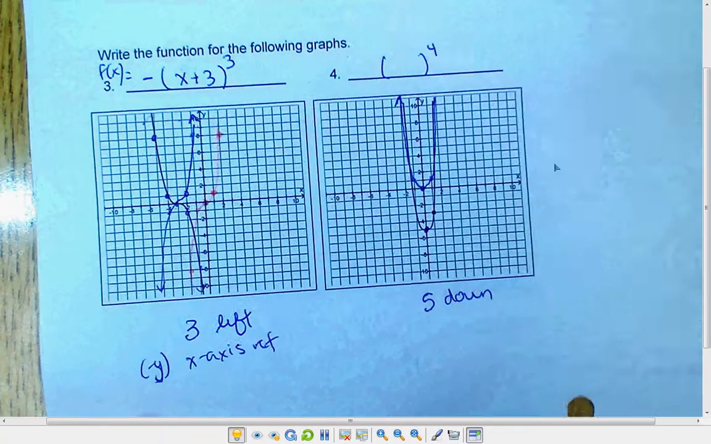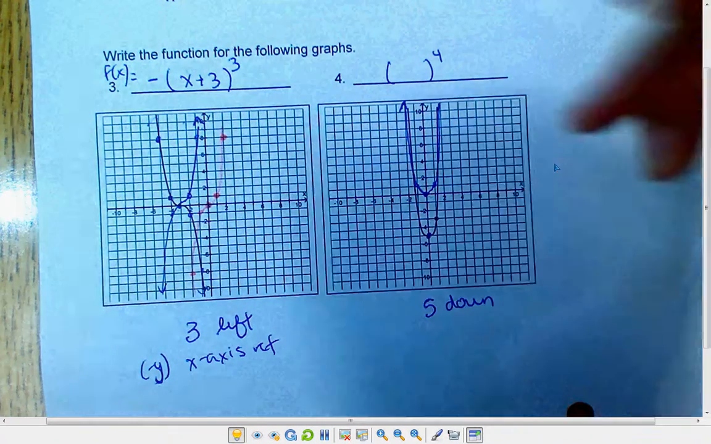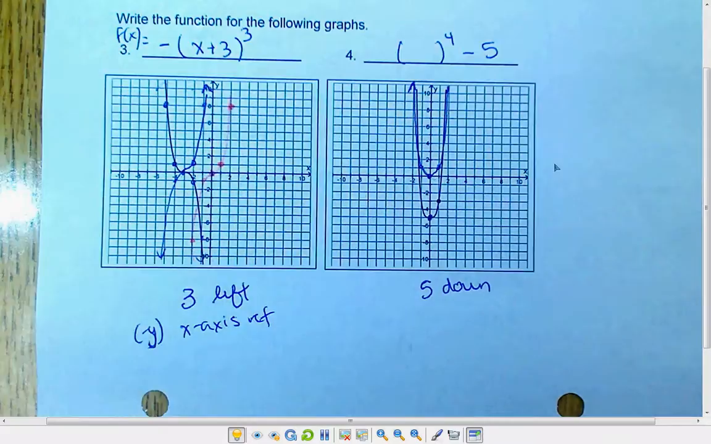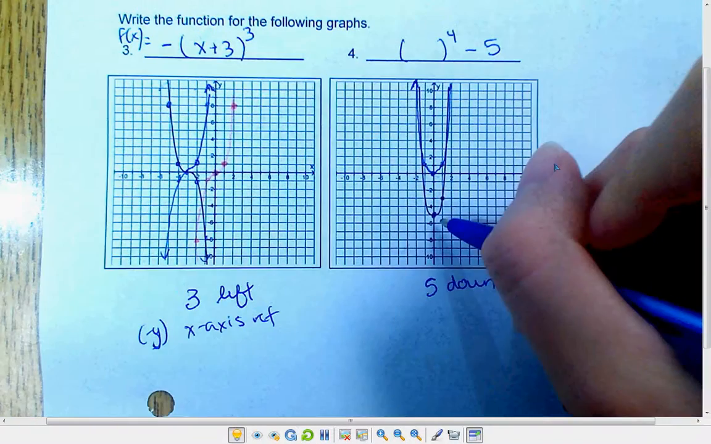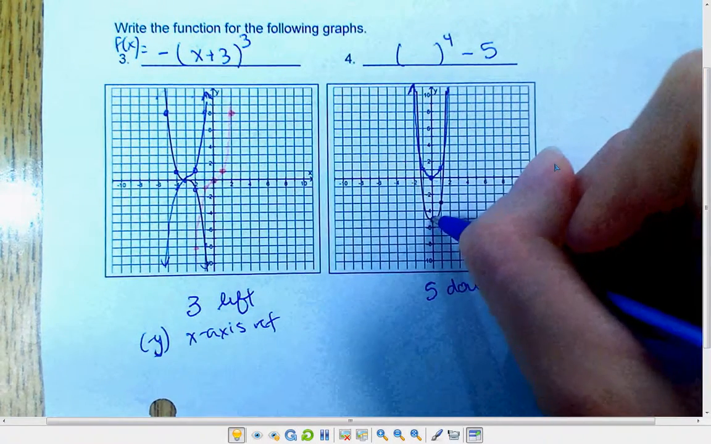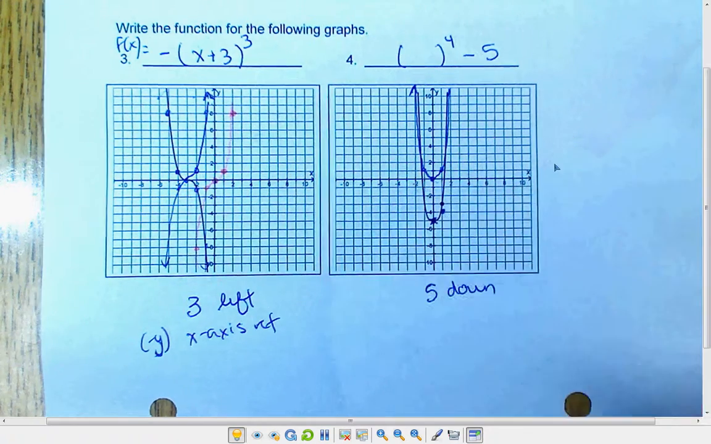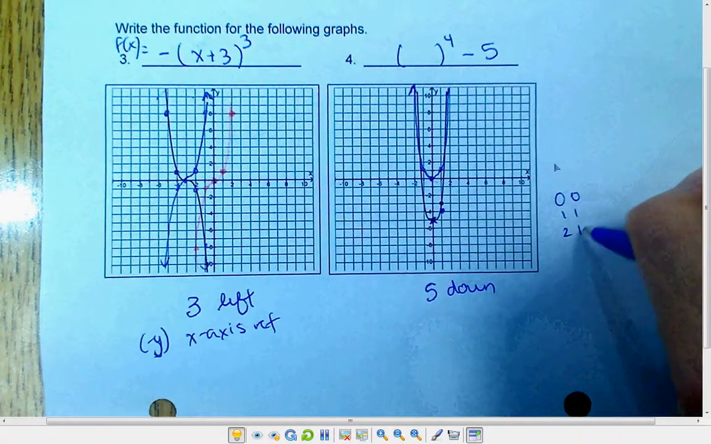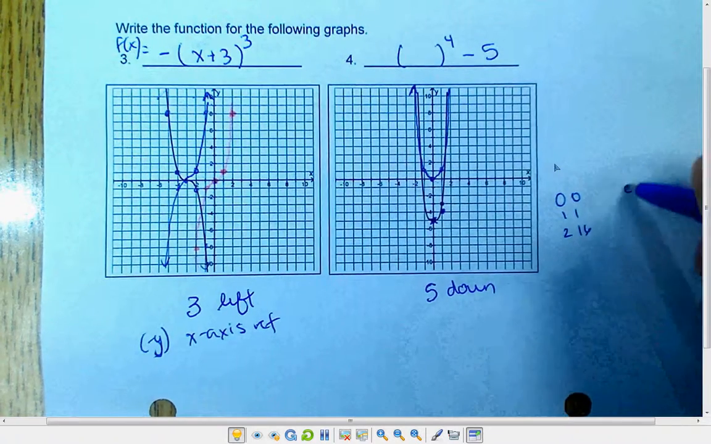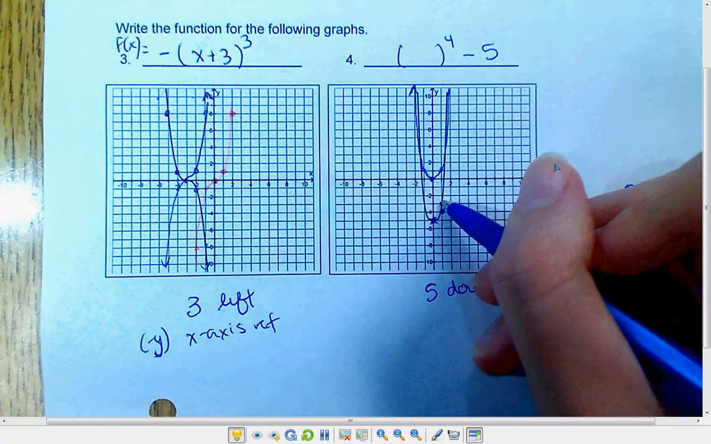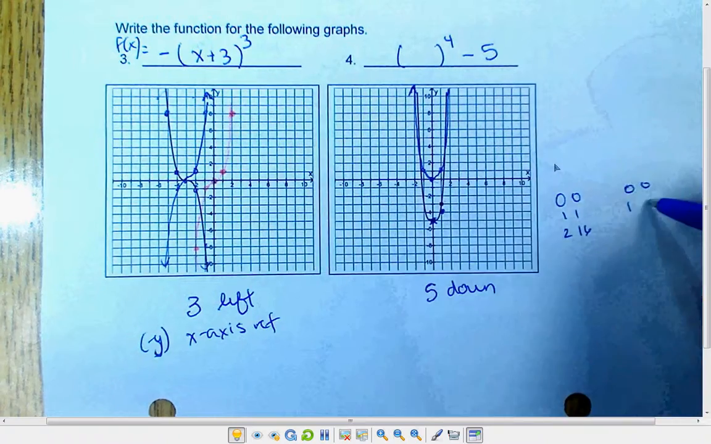So if you know it's been moved down, that's going to be outside our parentheses. We're going to have a minus 5 on the outside. Now let's look at our points. So from here, our parent function is supposed to go 1 over 1 up, because it's 0, 0, 1, 1, 2, 16. Instead, it's going 0, 0, look at this first point, 1 over 2 up.